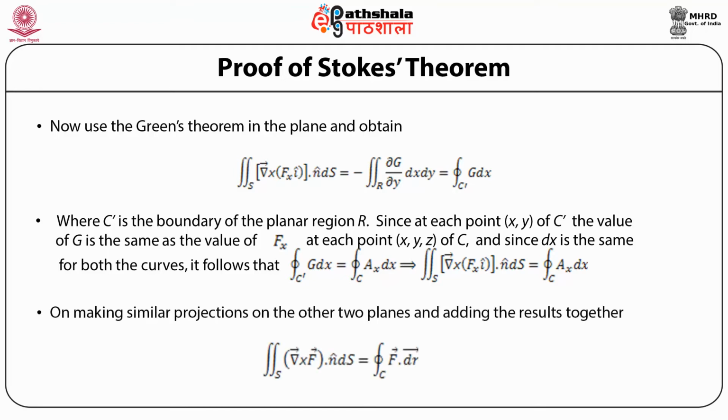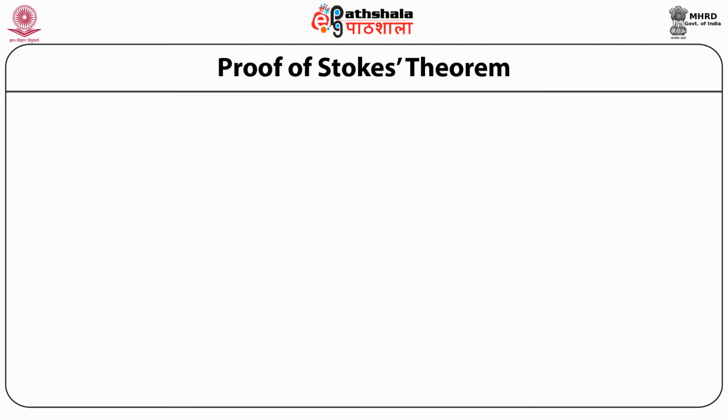On making similar projections on the other two planes and adding the results together, we get the surface integral of del cross f dot n cap dS is equal to the line integral along the closed loop C of f dot dr. So now let us see one example.